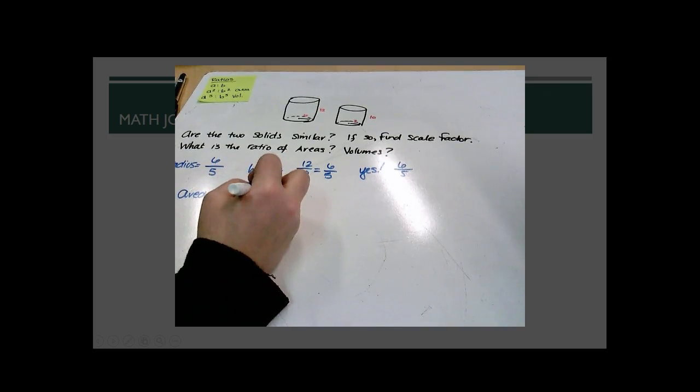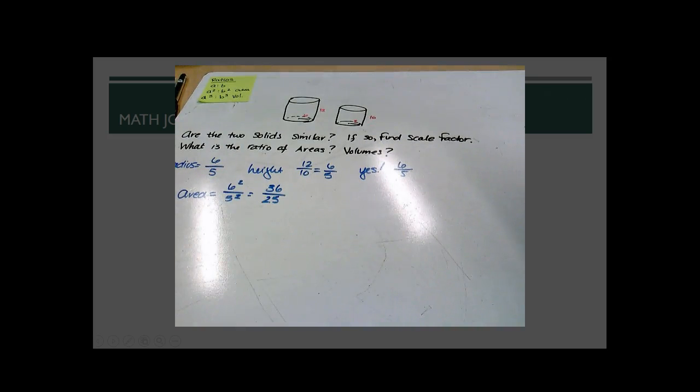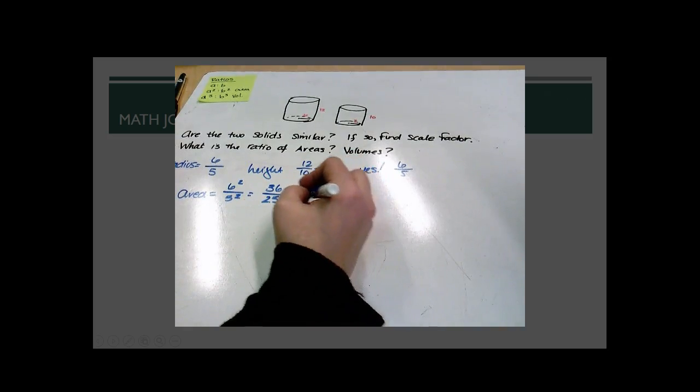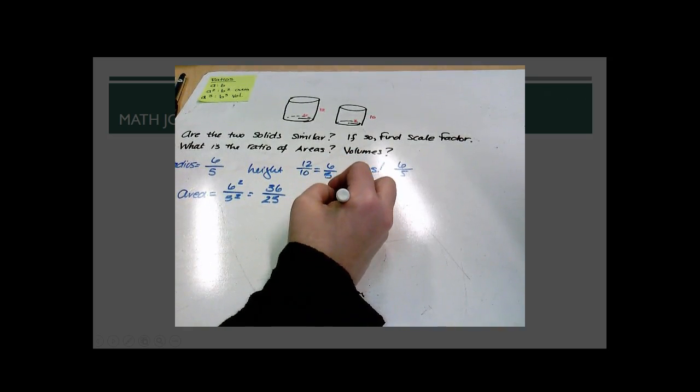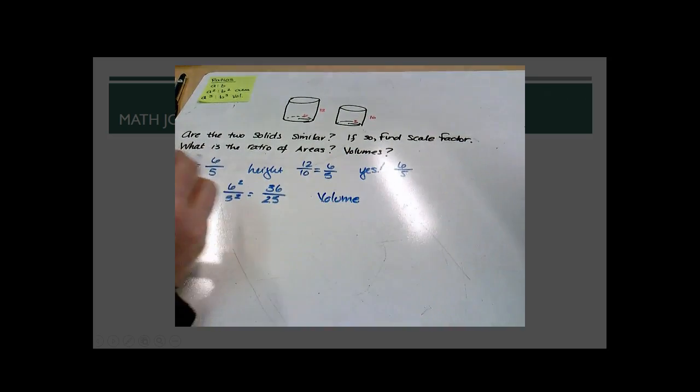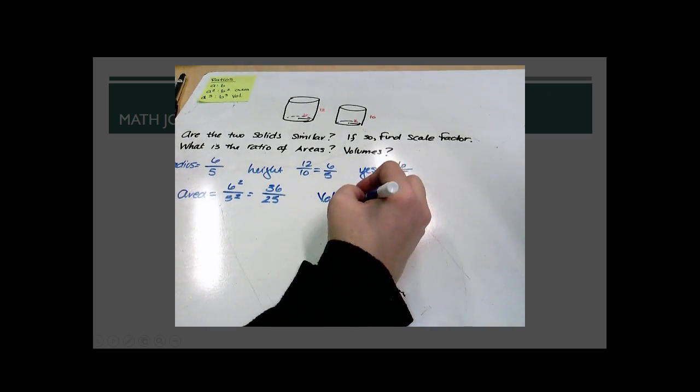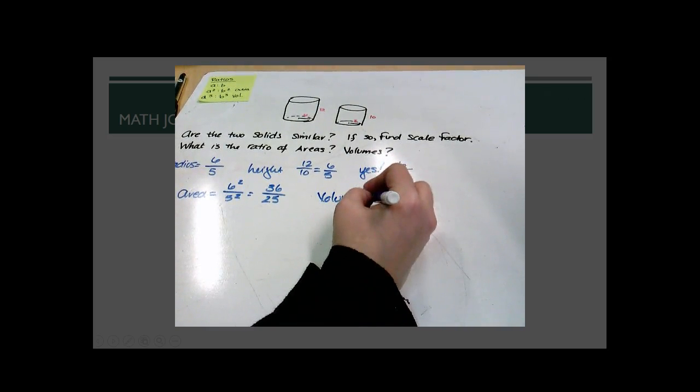It should give me a 36 over 25 for my areas. If I think about those, I need to reduce that down at all. I can't think of a number that would go into both 36 and 25, but we'll keep thinking about it. And then when I'm looking at the volume, I do the same, except I'm going to go ahead now and have 6 cubed and 5 cubed.